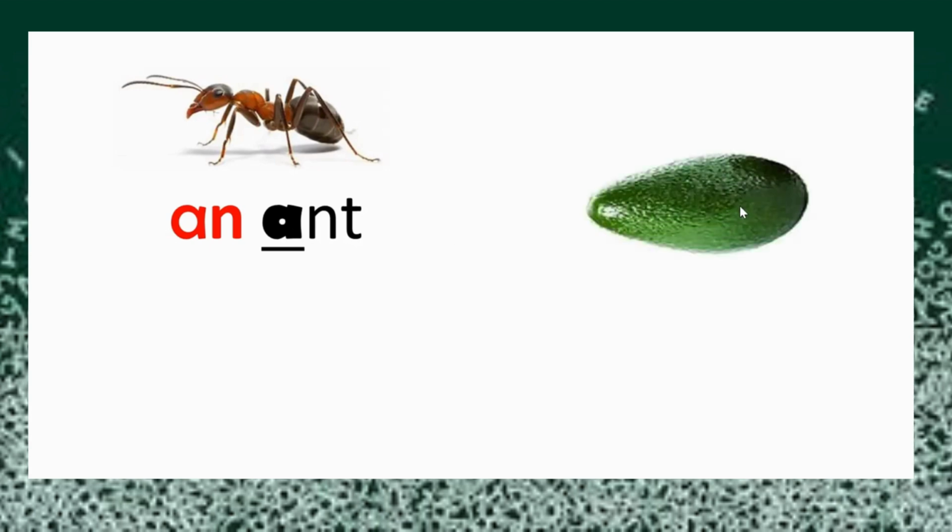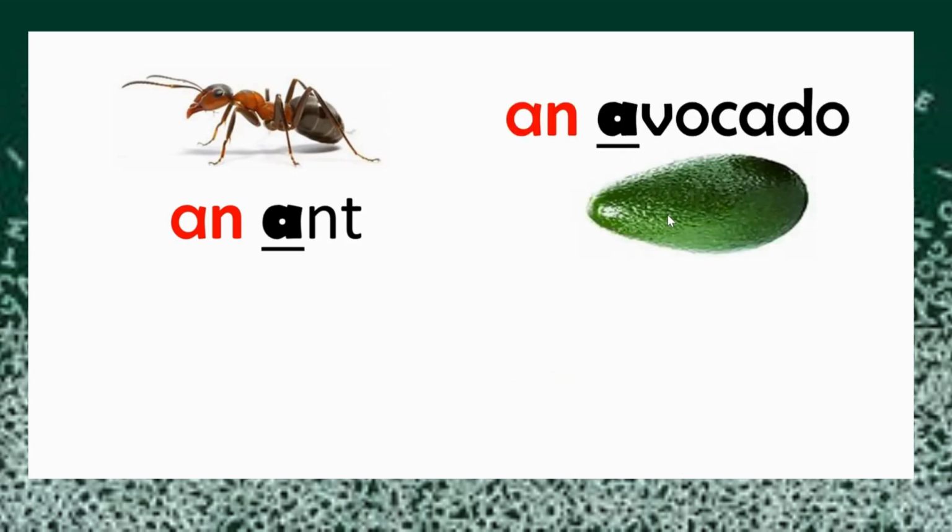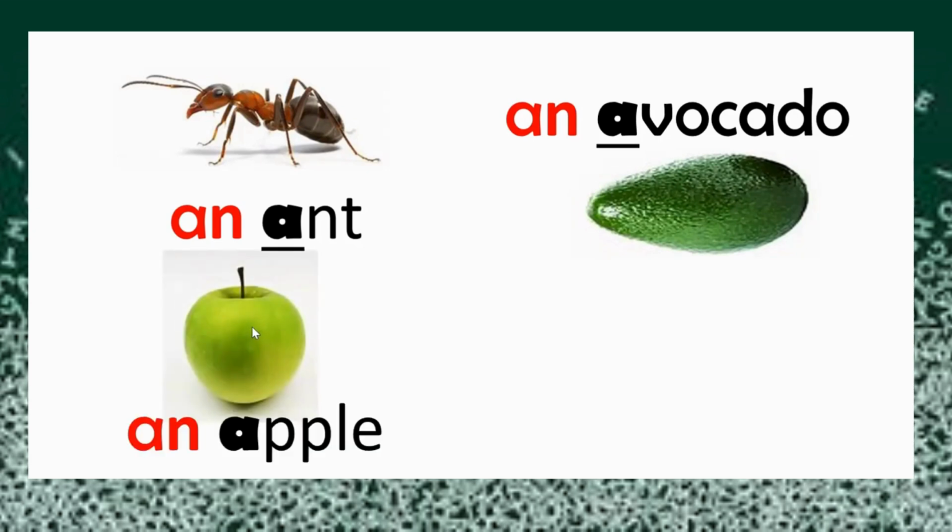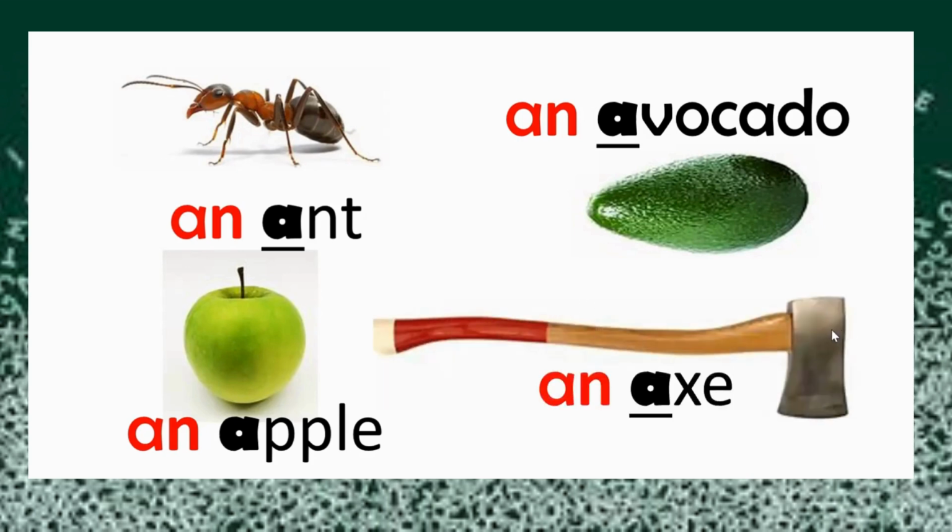Next, this is avocado, an avocado. This is apple, an apple, one apple, an apple. An apple a day keeps the doctor away. Axe, an axe. Look at the starting letters. A, or a. So an. That's fine. No complications.